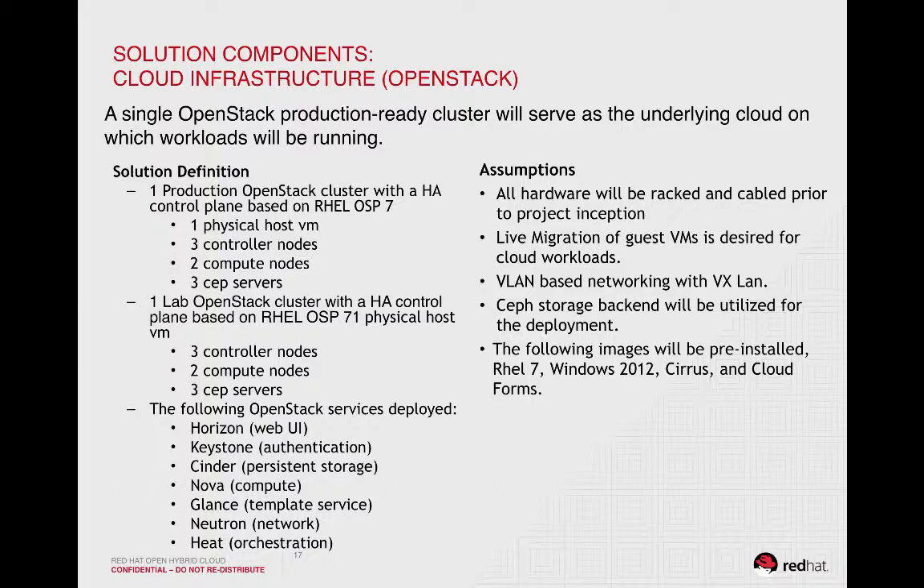The assumptions we made were that all hardware was racked and cabled prior to the inception. Live migration of guest VMs utilizing VM fencing was enabled. VLAN-based networking with VXLAN. A Ceph storage backend again for the deployment, and the following images that we were going to install, as I said: RHEL 7, Windows 2012, Cirros, and a CloudForms image.